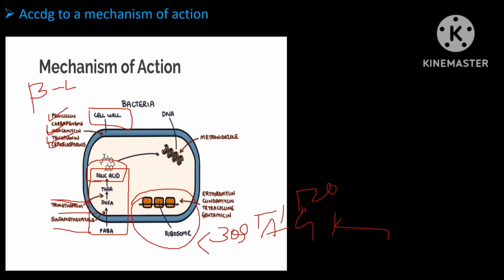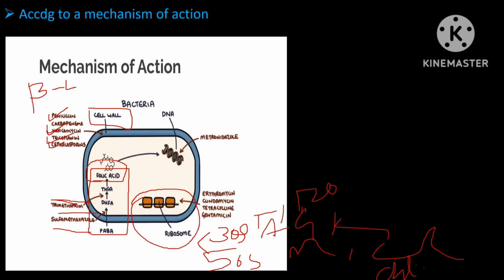Next are the antibiotics which act on the 50S ribosome. First are the macrolides, next is clindamycin, and another one is chloramphenicol.